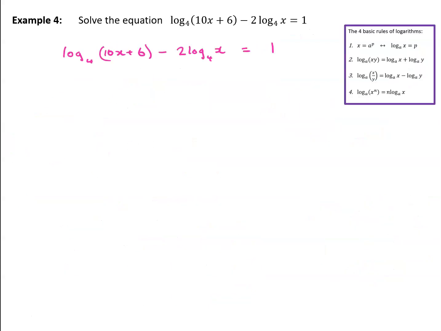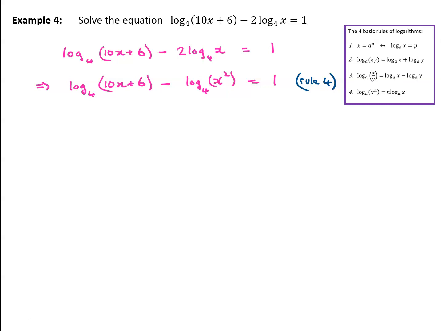For example 4, we're going to try and solve the equation log to base 4 of 10x plus 6 minus 2 log to base 4 of x is equal to 1. To solve this equation, we really do need to know our 4 basic rules of logarithms and be able to use them efficiently. 2 log to base 4 of x is the same thing as log to base 4 of x squared. That's rule number 4. Okay, so I can rewrite the equation as log to base 4 of 10x plus 6 minus log to base 4 of x squared equals 1. That was using rule 4.